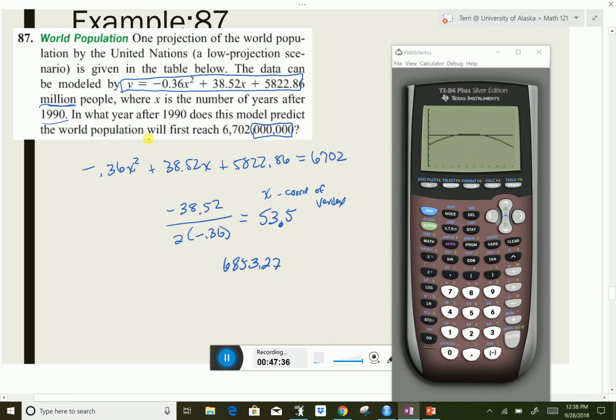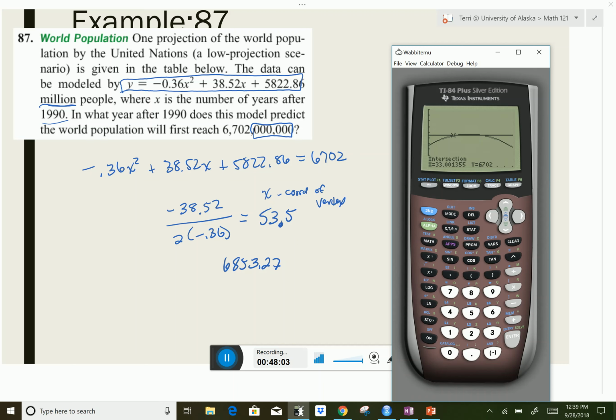And it says, will it first reach this? When will it first reach it? So we actually want this intersection right here. So let's go and let's do our intersection. Number 5, first curve, second curve. And my guess is, and this one's a little hard to see, I'm going to say right there.